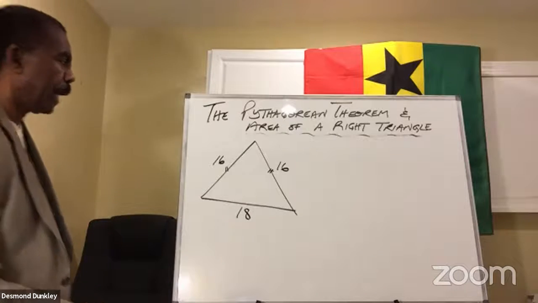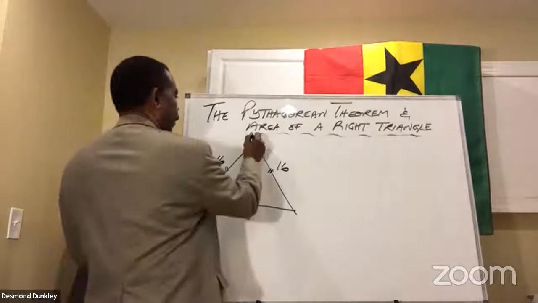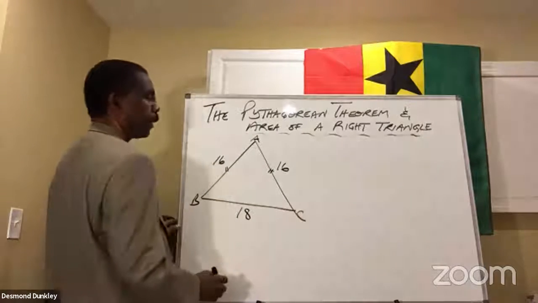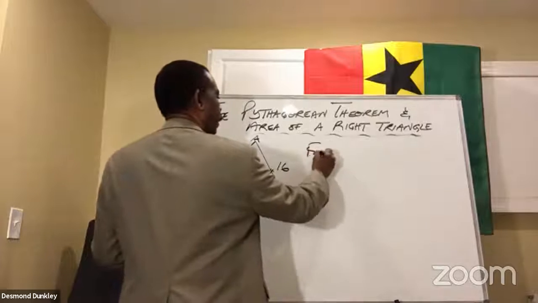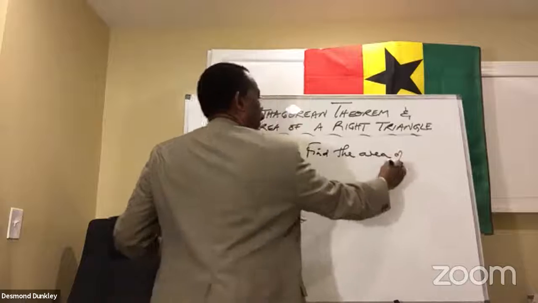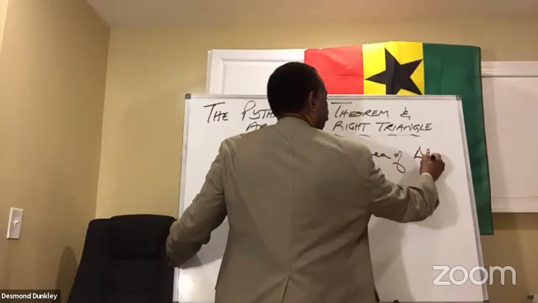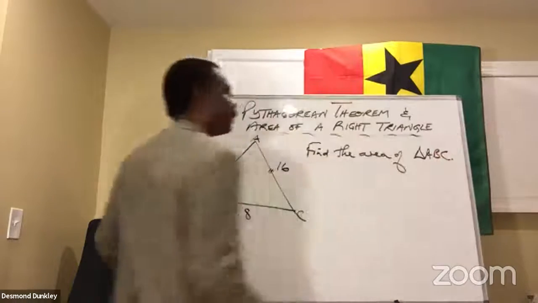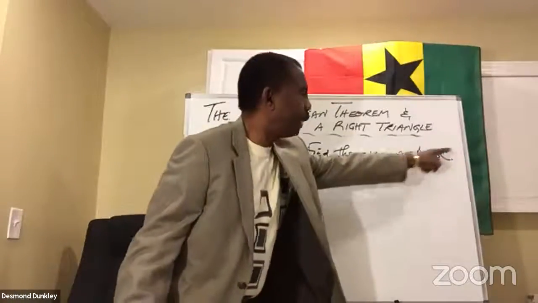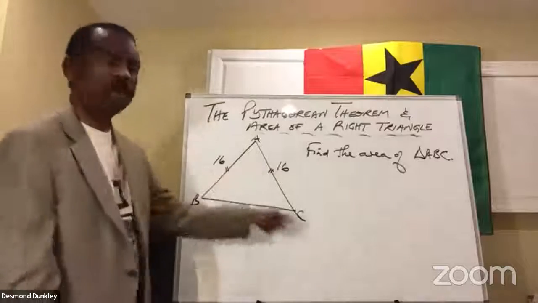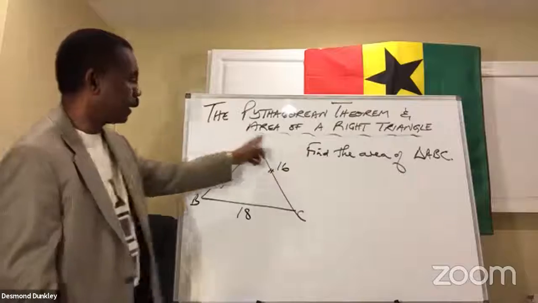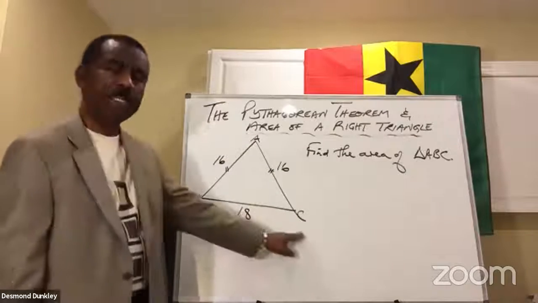Okay? Find the area. Let's call this A, B, C. Triangle A, B, C. So find the area of triangle A, B, C. So I'm squeezing in some notation on you. You see the triangle ABC. A, B, and C are the vertices. So this is side AB, this is side AC, this is side BC.